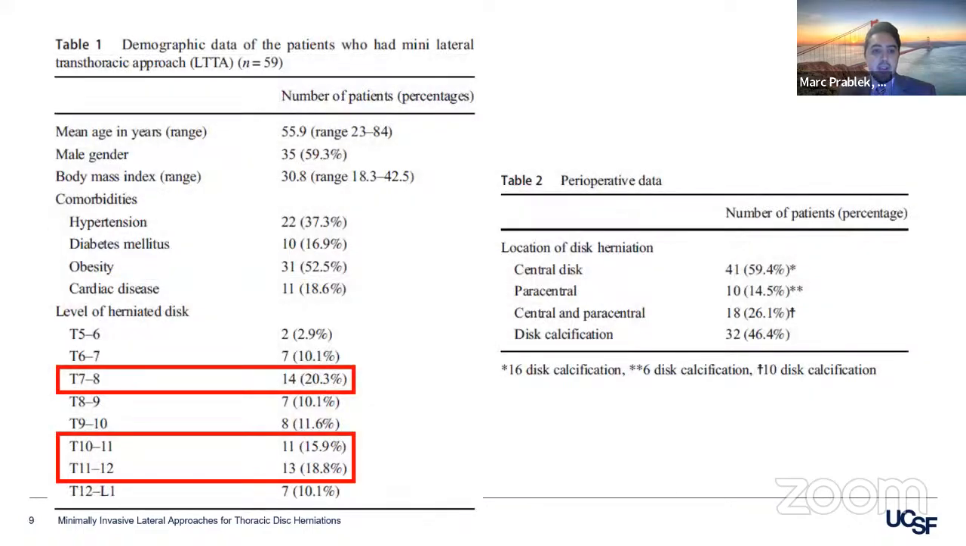Demographically, most of the disc herniations were T10-11 and T11-12, although the single most common level was T7-8, but it tends to happen a little bit lower down in the thoracic spine towards the thoracolumbar junction. And there was a significant proportion of patients with calcified disc herniations, about 46%, and a lot of patients had central disc herniations, about 60%. Which may have been the reason why the lateral approach was chosen, because it's hard to get there from one side or the other from the posterolateral approach.